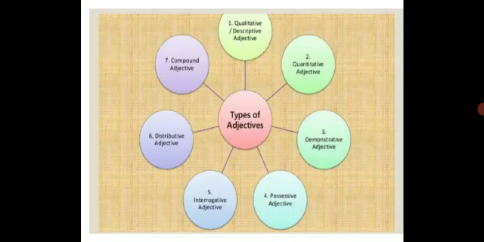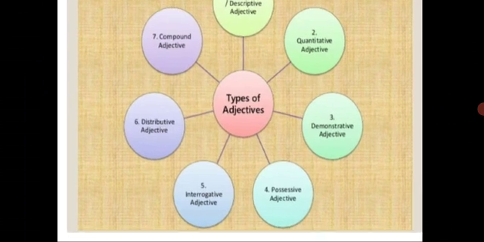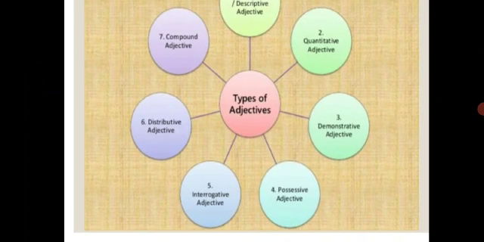Types of adjectives. There are 7 types of adjective. First is qualitative adjective, second quantitative adjective, third demonstrative adjective, fourth possessive adjective, fifth interrogative adjective, sixth distributive adjective, seventh compound adjective.